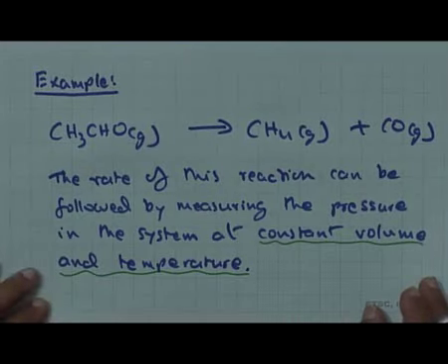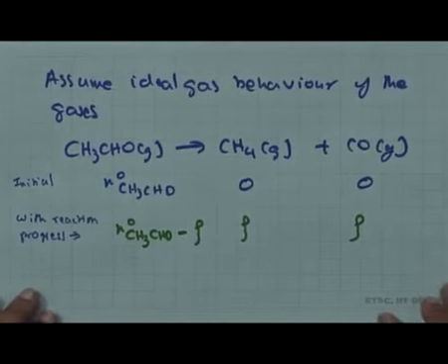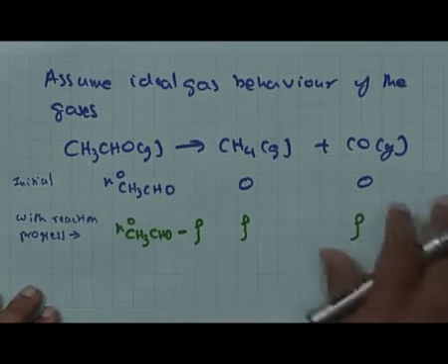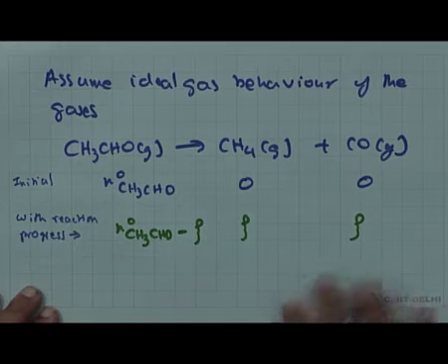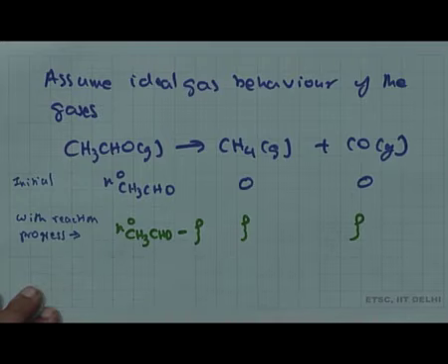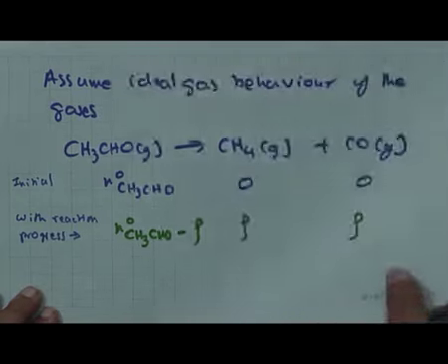What we had started to do, this was the reaction we were looking at: acetaldehyde going to methane and carbon monoxide. Then we said we assume ideal gas behavior. Assuming ideal gas behavior, we write the initial number of moles. The progress of the reaction is denoted by the extent of the reaction, which is xi, or the degree of advancement of the reaction.